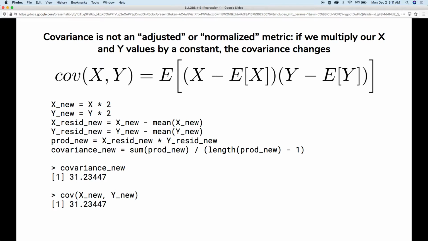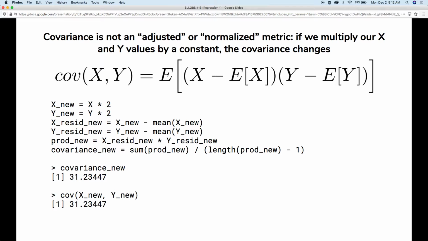We can show this empirically in a pretty straightforward fashion, using the code I've written here, where all we're doing is taking our x and our y values and scaling them both up by a factor of 2. Intuitively, scaling both of our x and y values by the same constant should not change the relationship between those two variables. They should exhibit the same correlation, which is what we're going to test next.